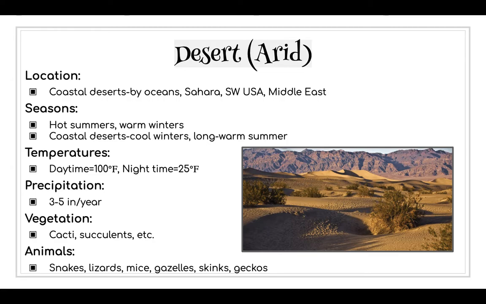As far as vegetation goes, it is very sparse because there's not a ton of water. So it's mostly cacti and succulents, something that can hold water in really easily. And then animal life, there's not a ton of animals either, but there are some like snakes, lizards, mice, gazelles, every once in a while, skinks, geckos. It's more reptilian animals more than anything in the deserts.